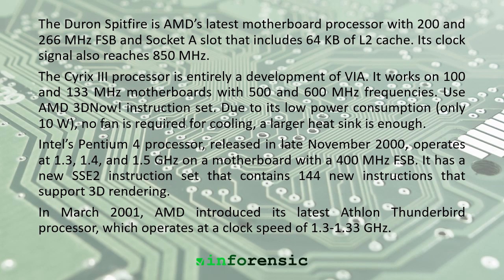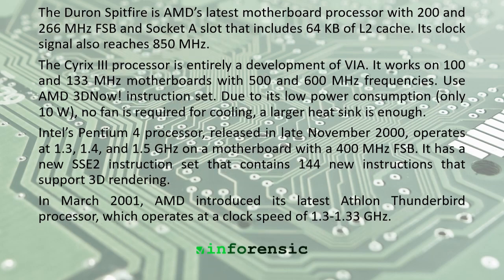Intel's Pentium IV processor, released in late November 2000, operates at 1.3, 1.4, and 1.5 GHz on a motherboard with a 400 MHz FSB. It has a new SSE2 instruction set that contains 144 new instructions that support 3D rendering. In March 2001, AMD introduced its latest Athlon Thunderbird processor, which operates at a clock speed of 1.3-1.33 GHz.